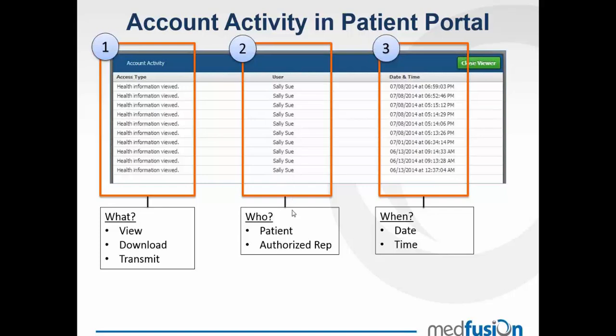Who did it? So we have this user column here. Was it the patient who did the view, the download, or transmit, or was it their authorized representative who actually did that view, download, or transmit? And when did that take place? So you'll see we give them a date and a time for when that action actually took place. And this log here is within the patient portal, and we are required to give the patient access to this information as part of this measure and helping you meet this measure.